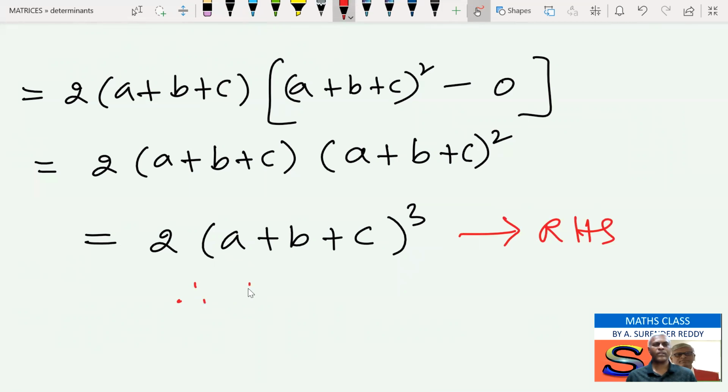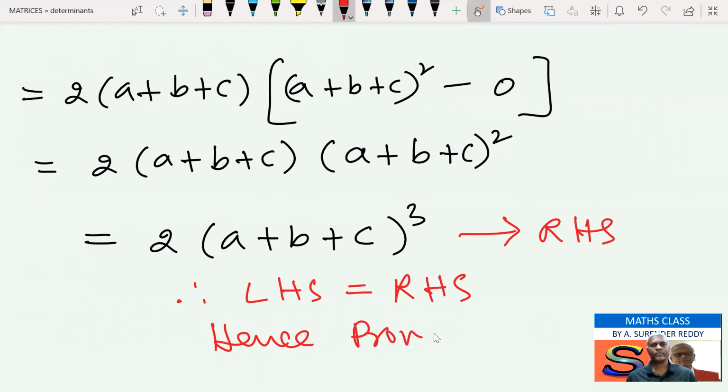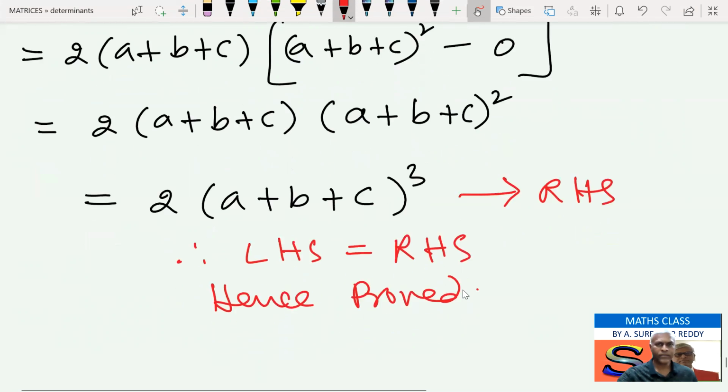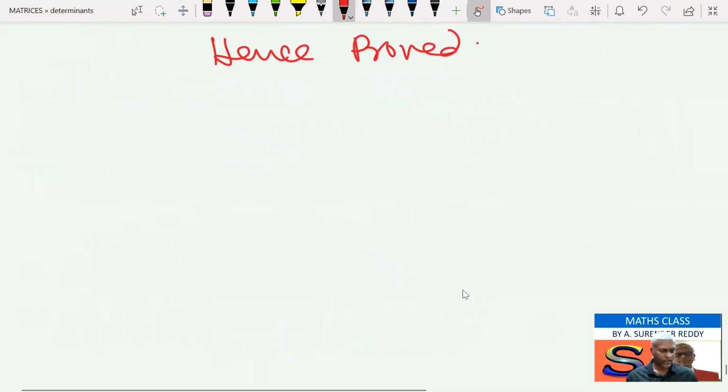So therefore, left hand side is equal to right hand side, hence proved. So this is also an important question from the text. Now let us take another important question.